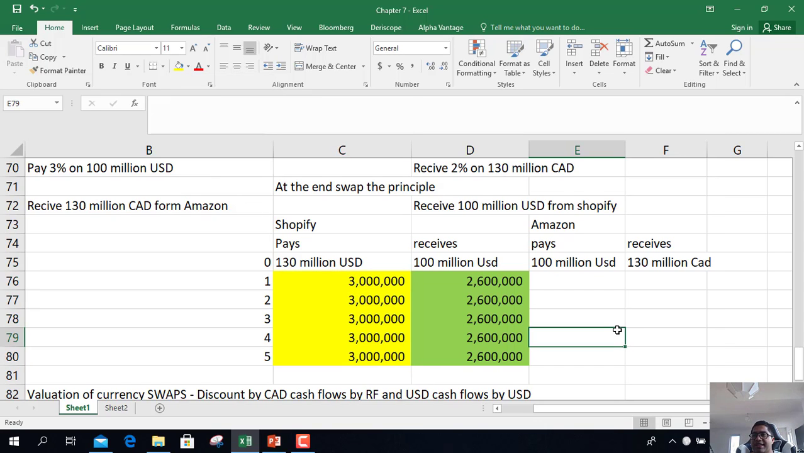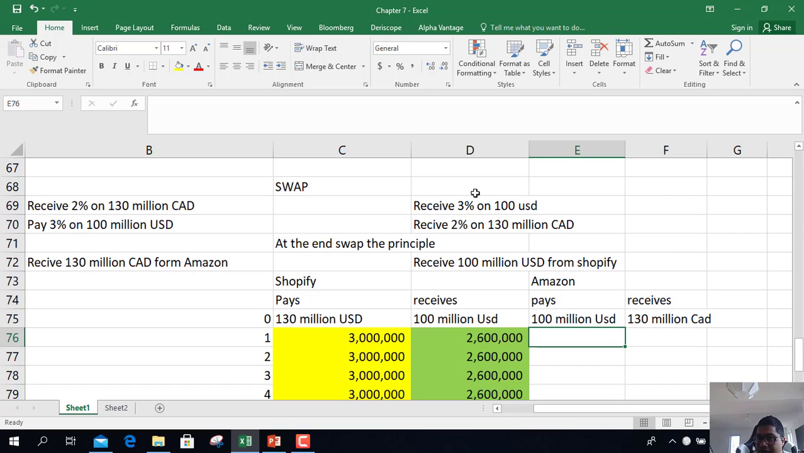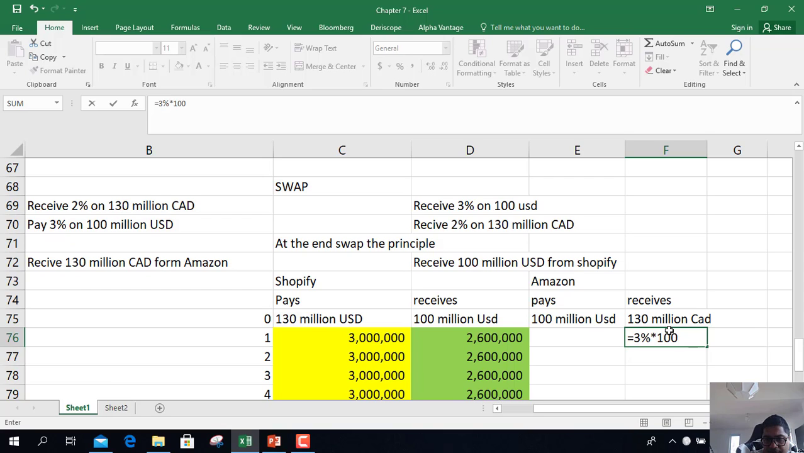Okay, so what is happening for Shopify from the swap? The cash flows are, it receives 2.6 million from Amazon and it pays 3 million to Amazon. For Amazon, it receives 3% on 100 million.